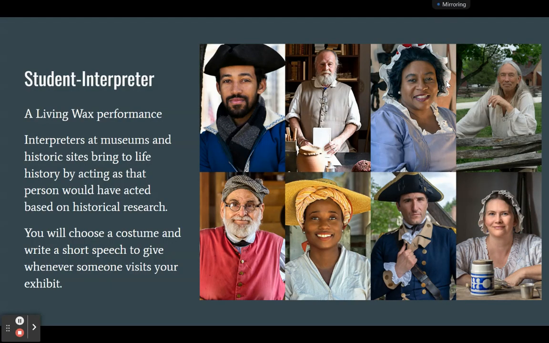Option one, being an interpreter. So, this is an option that you've probably heard of before because for the past 2 years, this was the only option. In this, you will dress up as a person, you will make a costume, you will have a short speech, and you will pretend that you are that person in your presentation. So people will come up to you, they'll hit the button, and you'll start giving your speech, and then you'll snap back to wax.